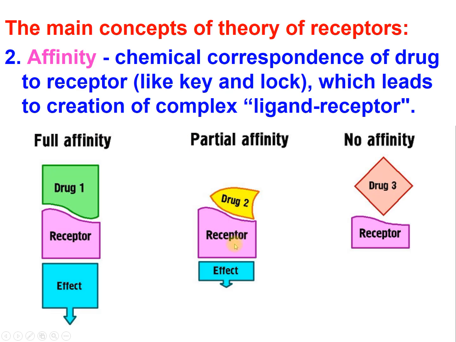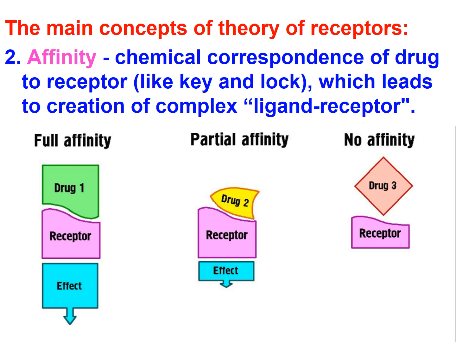The receptors can be characterized by several pharmacodynamic parameters. One of them is the affinity. Affinity is the chemical correspondence between the drug molecule and receptor molecule, such as correspondence between a key and a lock. This correspondence leads to the formation of the ligand-receptor complex.